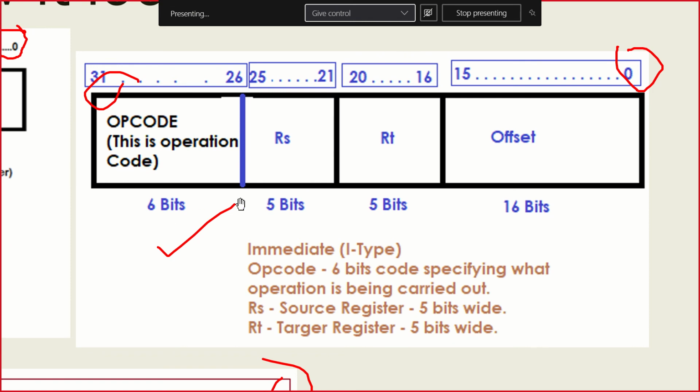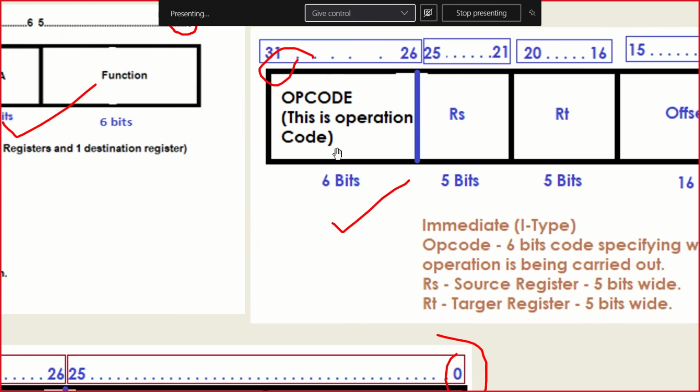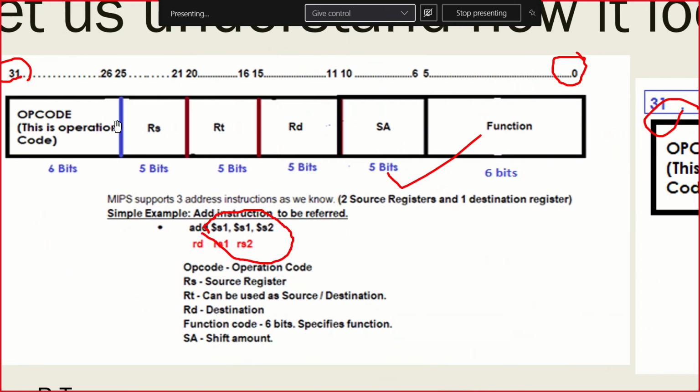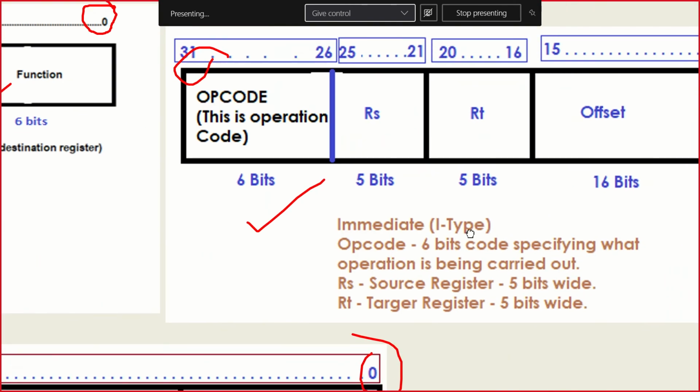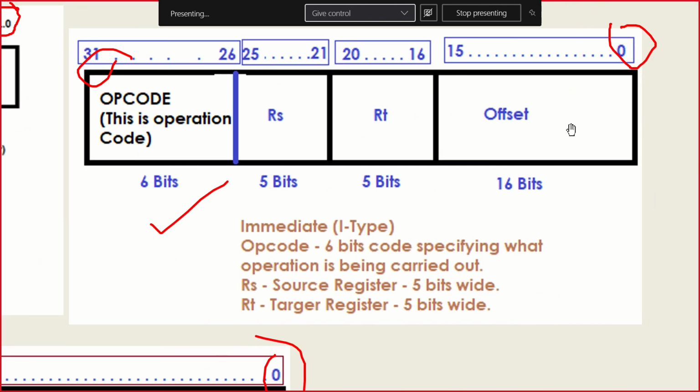And if you see, there will be a consistency. 6 bits for operation code is consistently followed everywhere. It's only 6 bit. The function code will not be available here because it is going to be immediate operation. We have got offset. You will understand this clearly when I give you an example. For now, understand, whenever you talk about immediate addressing mode, it carries an offset and it has got 16-bit content followed by 2 registers, RS and RT.